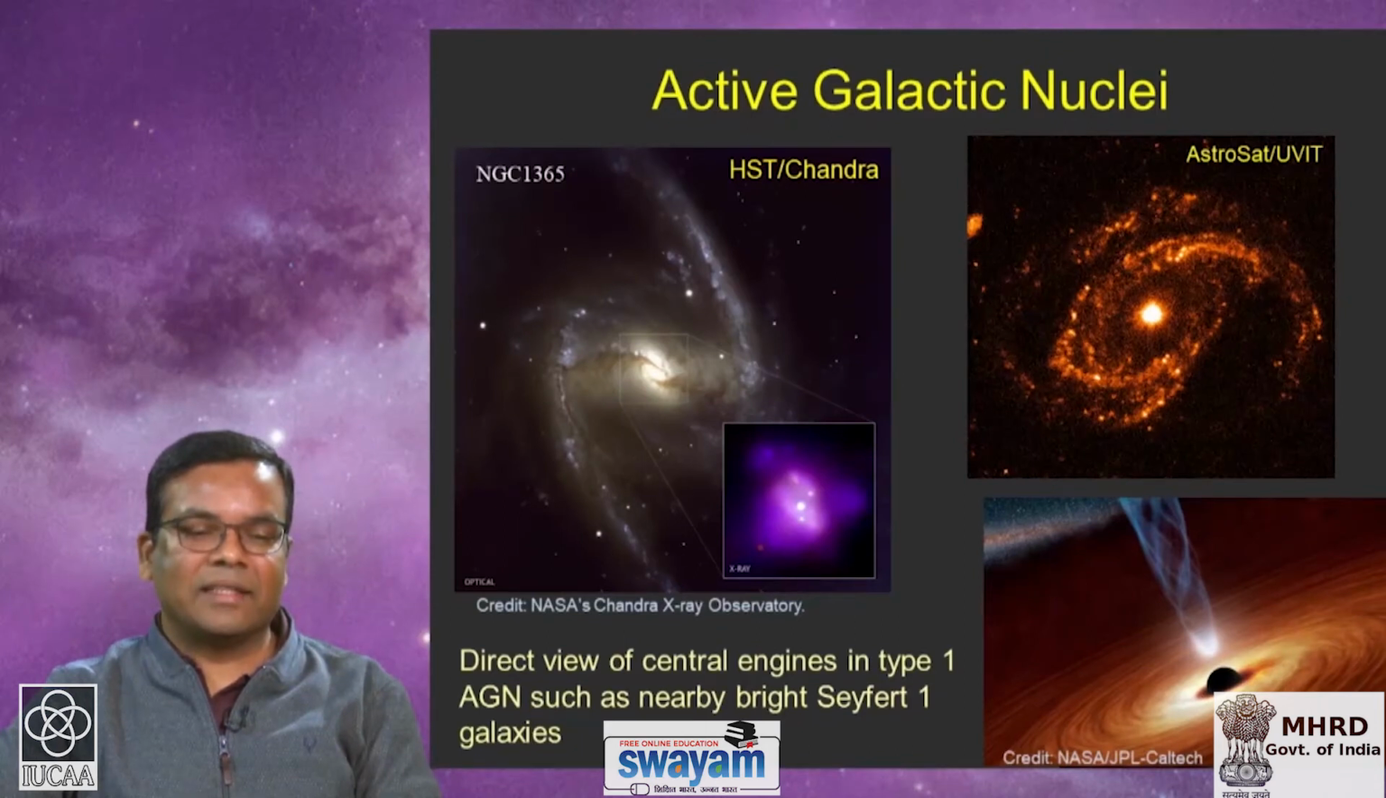You see the central region is very bright, and there are dust lanes passing through the central region. So the nucleus, though it is bright, is not very obvious due to these dust lanes. But in X-rays, there is a very bright X-ray source which is due to the active nucleus in the galaxy NGC 1365.